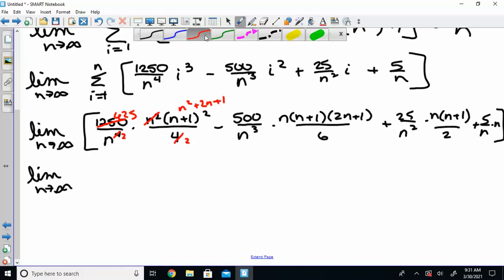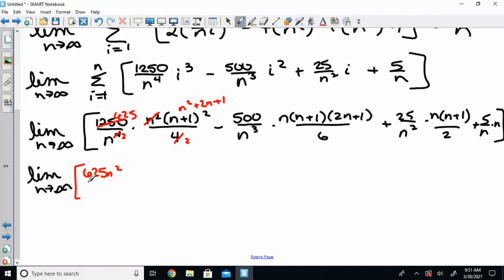So for that first term, and if I'm doing too much, I can back up. If I distribute all this, we get 625 n squared over 2n squared plus 1250 n over 2n squared plus 625 over 2n squared. I'm going to come back and reduce that a little bit more in a minute.